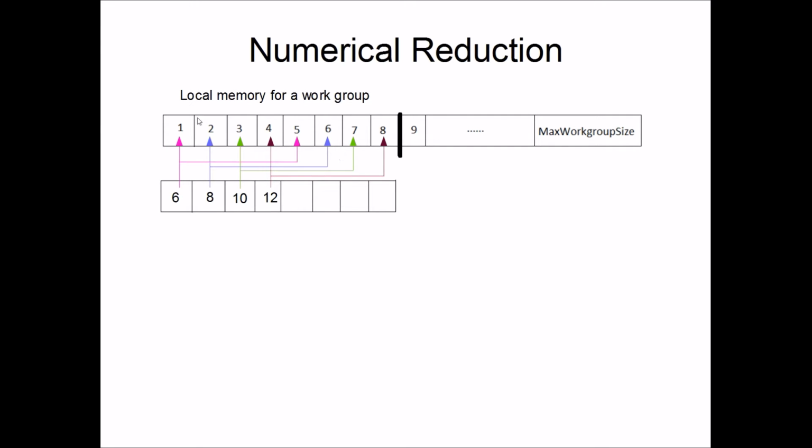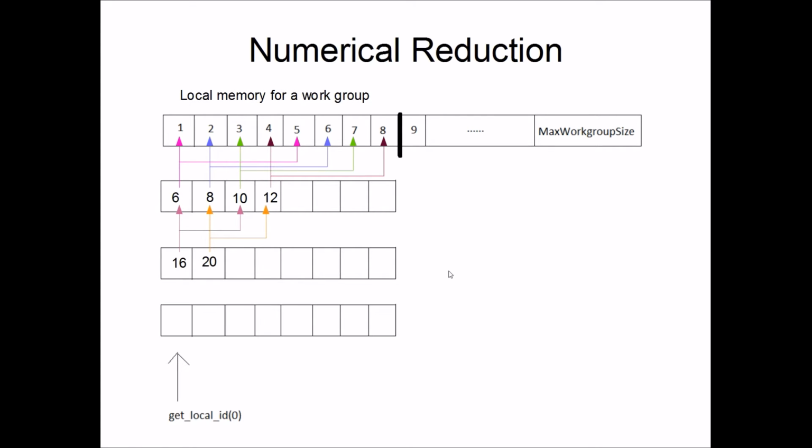So I've summarized 8 elements into 4. I'm then going to repeat this process. I'm going to add 6 and 10 to get 16, and then 8 and 12 to get 20. And then repeat it once more so that I'm only left with 1 element. So I'm going to add 16 and 20 to get 36. So this 36 is the sum of these 8 elements. And it's going to be stored at the ID of the first work item in a work group.